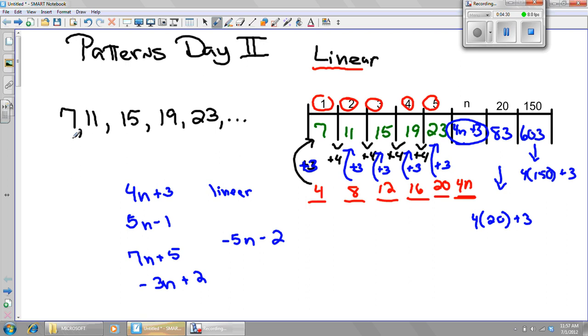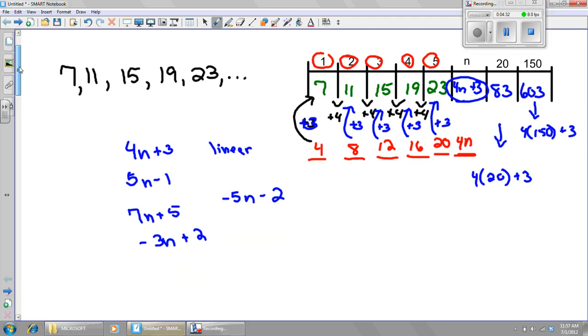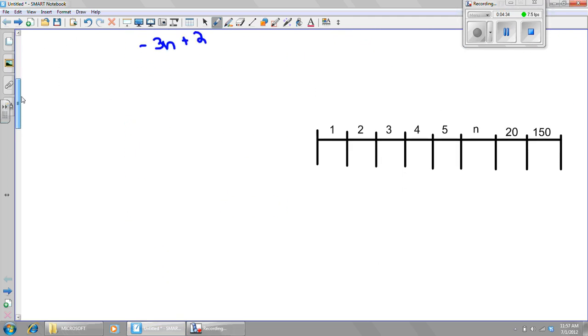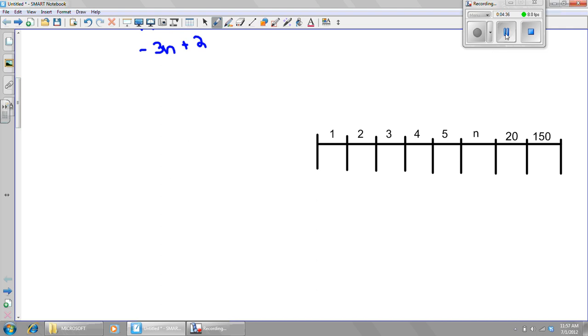We're going to look at the next pattern, and you should be able to tell me why, because this next one is not going to be linear. Oh no, my sequence of numbers is missing. Let me go find it. Look at that, I found it. It was right there in my pocket.